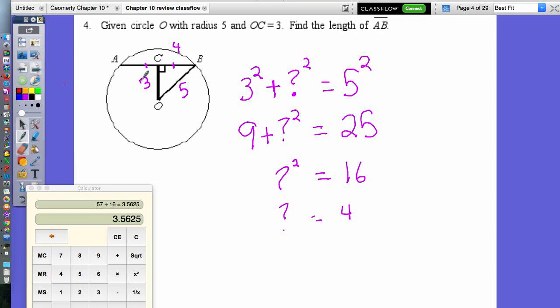The other thing that I know is that that would also be a radius. So I could also say that these two triangles are going to be congruent triangles by hypotenuse-leg. It's a 90-degree angle. Both hypotenuses are 5. They share a common leg, which is 3, so this has to be 4. 4 plus 4 is 8. So the length of AB is 8.